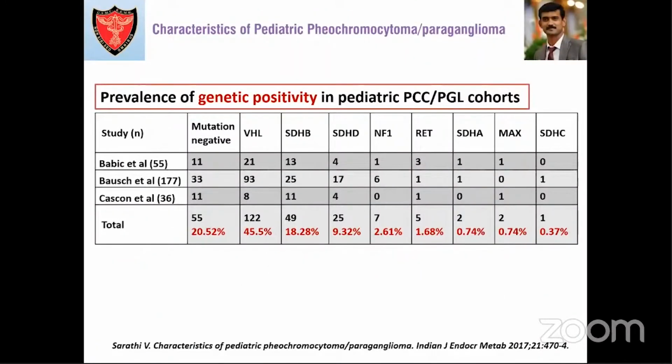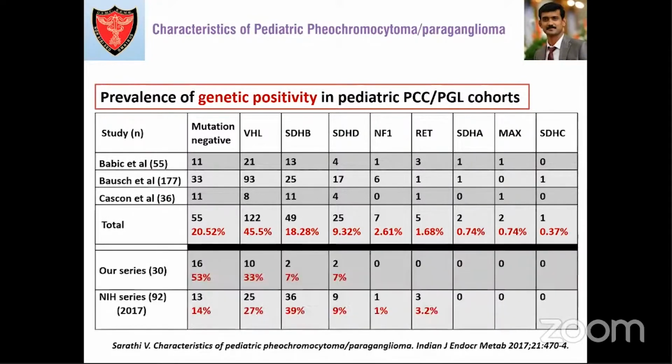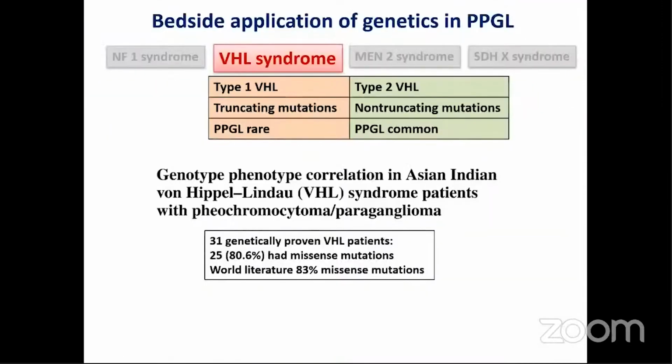It's again going in line with the world's literature, where VHL was the most common mutation in children, followed by SDHB and SDHD. Of course, we also had similar behavior. However, in the NIH series, SDHB was the most common, probably because of being a high-level referral center. They had a lot of patients with SDHB and malignancy being referred over there.